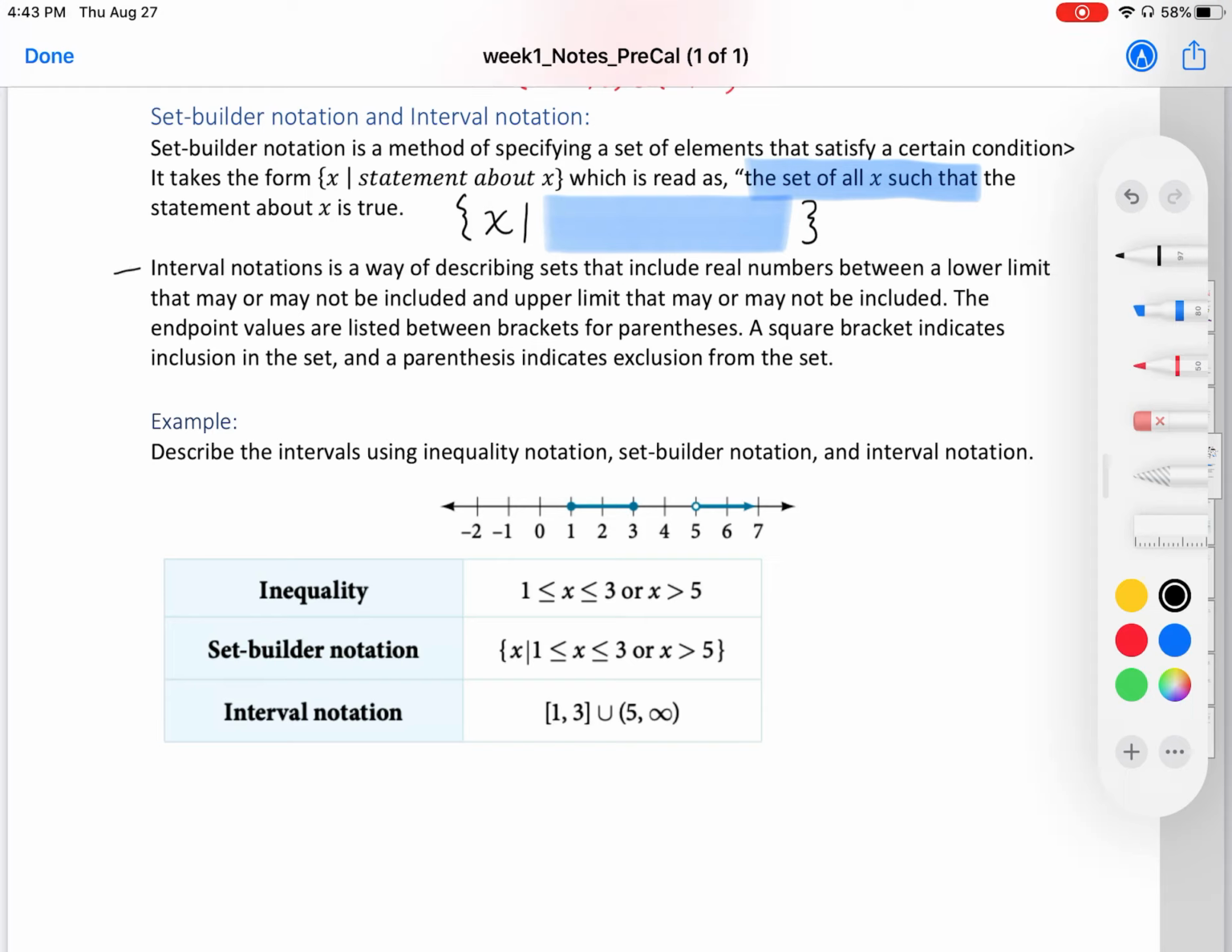Interval notation is a way of describing sets that include real numbers between a lower limit that may or may not be included and an upper limit that may or may not be included. The input values are listed between brackets or parentheses. A square bracket indicates inclusion in the set, and parentheses indicate exclusion from the set. All right, let's do an example.